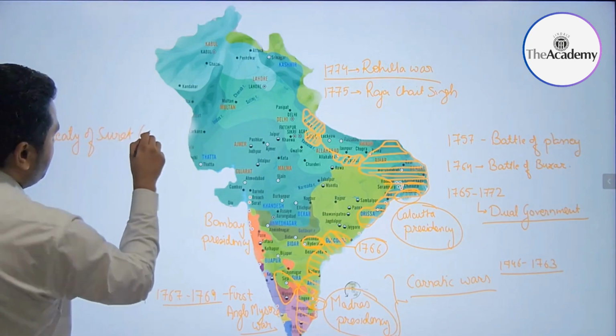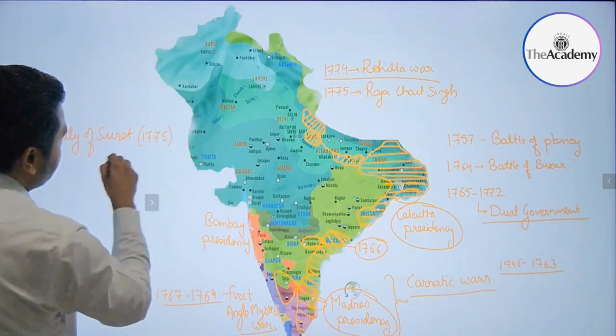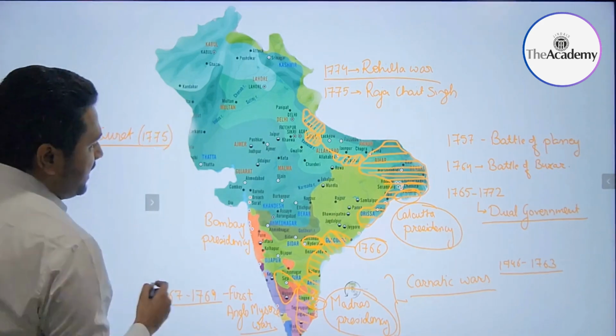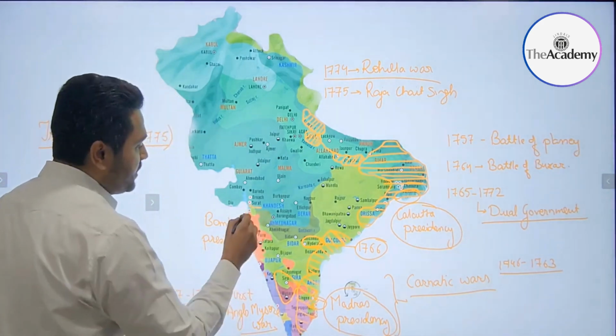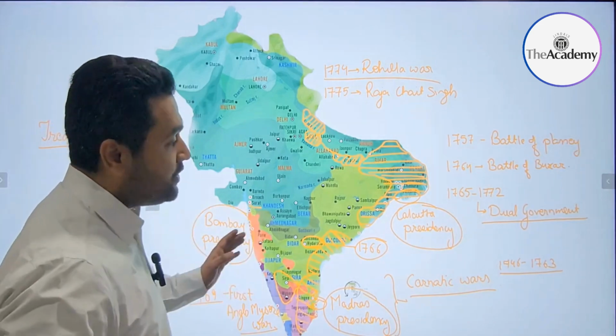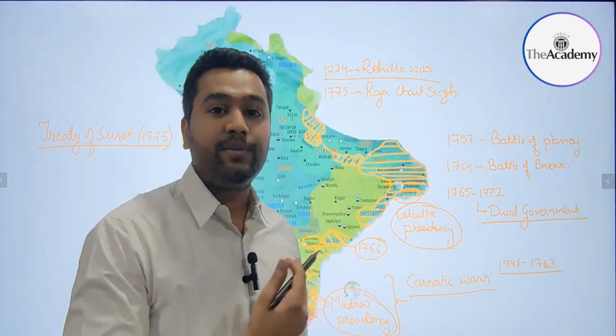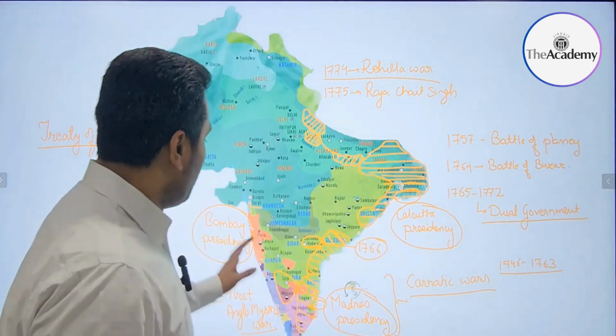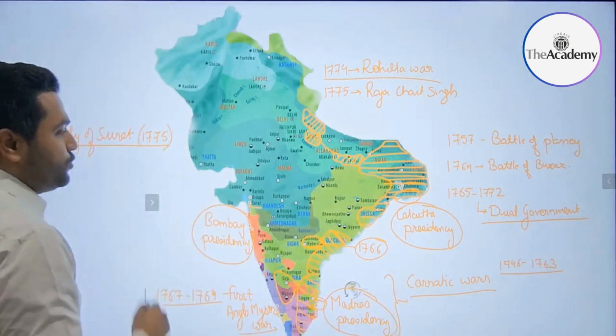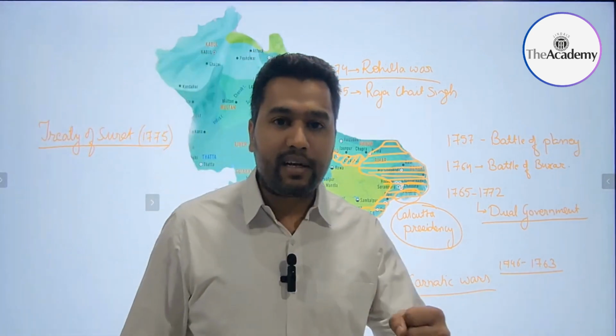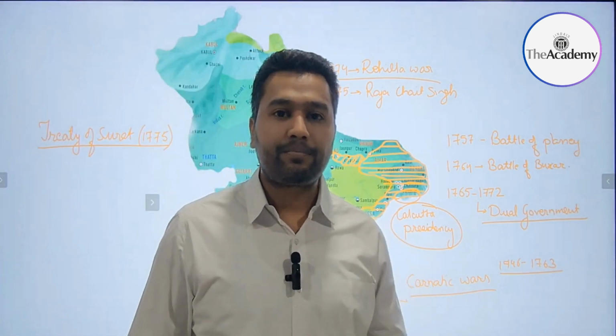in 1775. As per the Treaty of Surat, the Bombay Presidency, which wanted to imitate the Calcutta Presidency to gain what Madras Presidency had gained, decided to support the claims of Raghunath Rao.